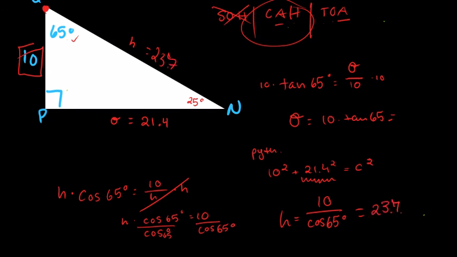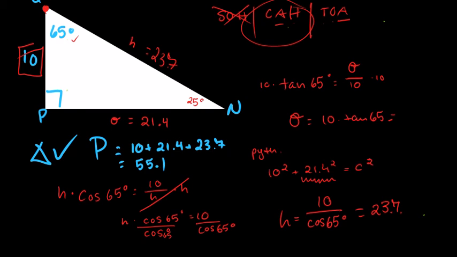And just for fun, I may ask you, alright, you've solved the triangle. Good job, you've solved the triangle. What's the perimeter of the triangle? Perimeter. You add up all the sides. 10 plus 21.4 plus 23.7. If you line those up vertically or you type them into your calculator, you should end up somewhere around 55.1.